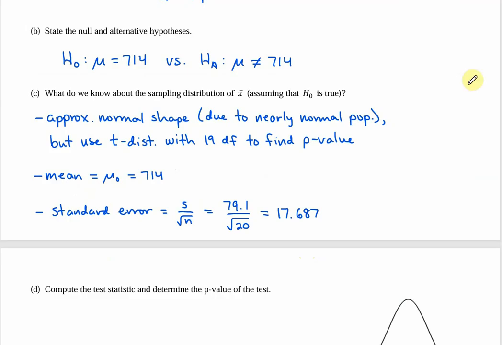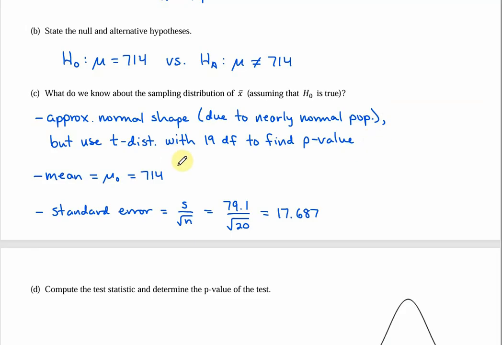Things that we know about the sampling distribution of x bar, assuming the null is true: we do get the approximately normal shape. It's not because of the central limit theorem this time, because n was not big enough for that. But we checked the graphs, and it looks like we have a nearly normal population, and if you have a nearly normal population, you'll get a nearly normal sampling distribution too. And we are going to use the t-distribution to get the p-value because this involves a mean, and that's the distribution we use with means.